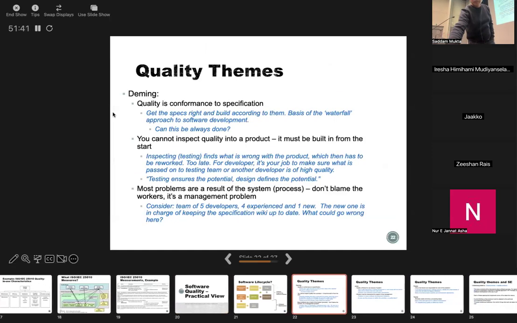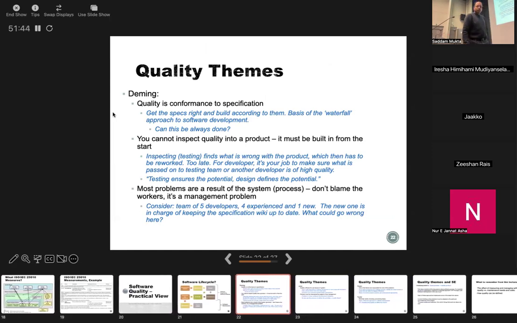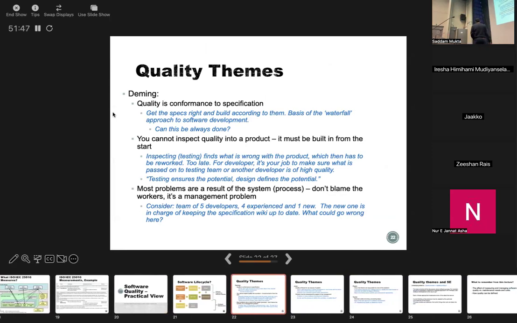We know the life cycle. So there are different quality themes. One is from the scientist Deming. Deming tells that quality is conformance to specification. Whatever specification I have mentioned, if I can comply with those things, that means we can conform to those specifications. So quality is the conformance to the specification. Get the specs right, build according to them. This is the basis of the waterfall approach to software development.